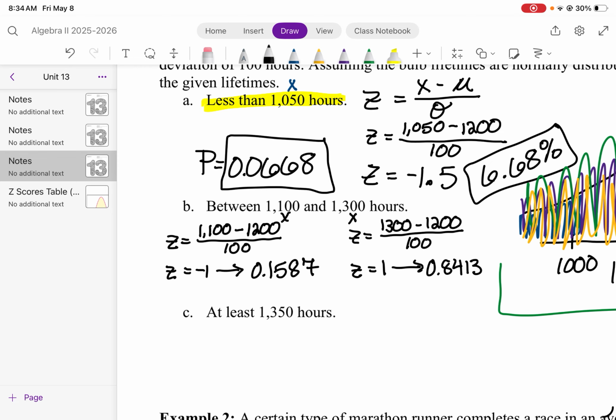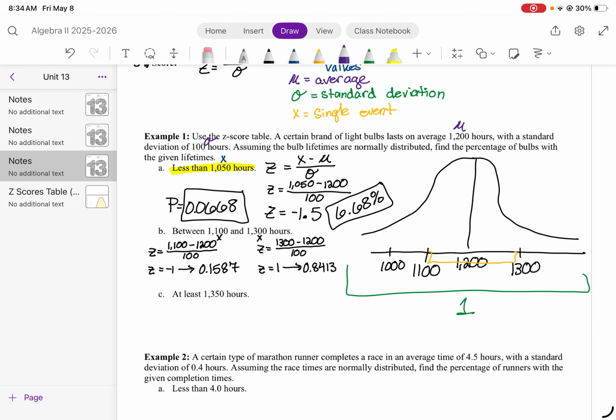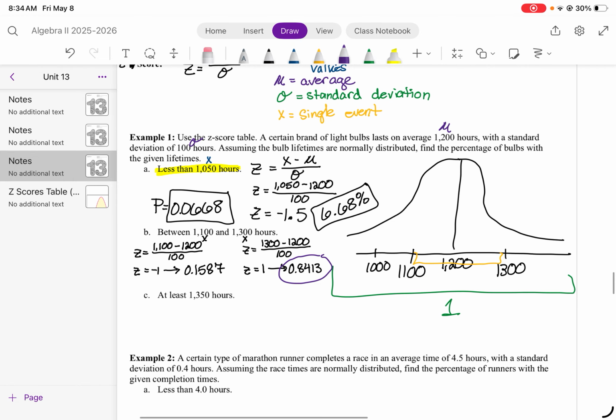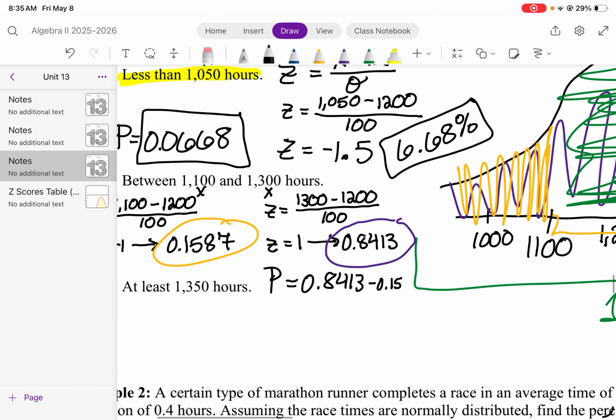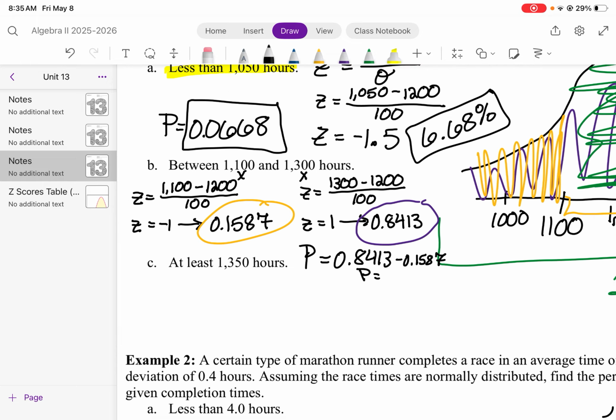Okay. So again, we found the probability of up to each of those hours. So we're going to take the probability of getting 1,300 hours, the 0.8413. That's all of this together. And then we are going to subtract the probability up to the 1,100. That way we are left with only the probability of the part in the middle between those two. So to get our final answer for this, for our probability, we're going to take 0.8413 minus the 0.1587. Oops, sorry. And that will give us our answer for this question.